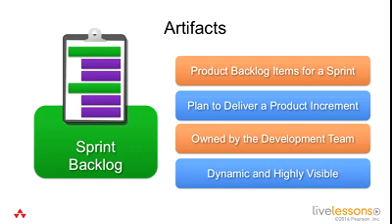Things change even in a sprint. We thought something would take this long and it takes longer. We thought we needed to do one thing, we need to do three things. So this is going to be a dynamic plan and it needs to be highly visible so that when things do change, we can immediately see that and make decisions based on that information.